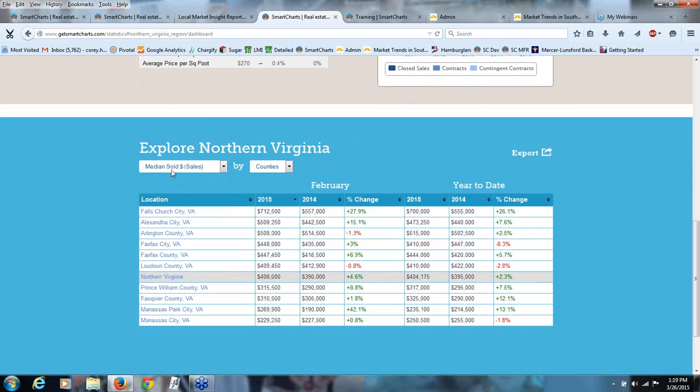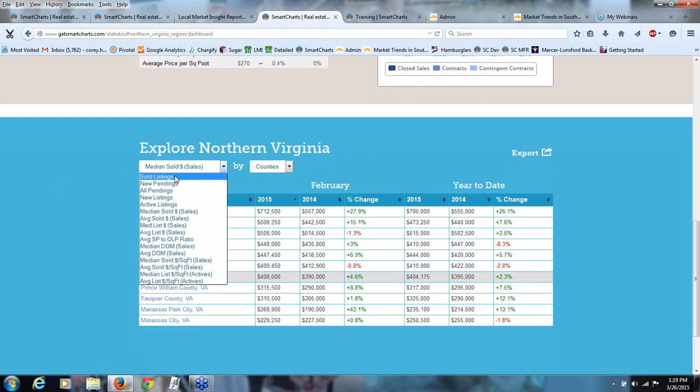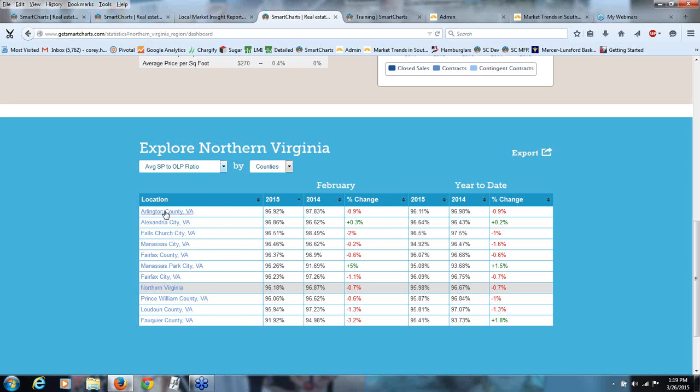The Explore section, I touched on this briefly in that first sample, but any of these metrics, sold listings, new pendings, all pendings, new listings, and so on, you can change these to pick the average SP to OLP. As I change the metric, obviously my list updates. These can then be sorted by last month or year to date, which gets more interesting once you get into March, April, May, and there's more data underneath it. Now we're just looking at 2 months worth of data. And so sometimes, especially if you're looking at zip codes, it can be pretty jumpy.